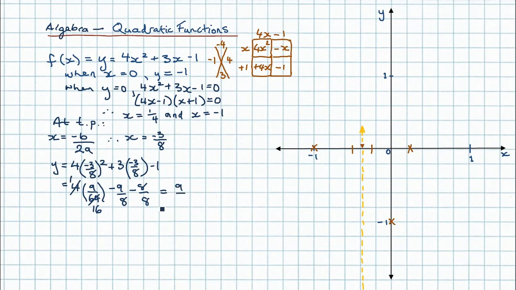So I've got 9/16 minus, what have I got? 17/8. That's going to give me, can I squash it in here? Why not? Okay, 9/16 minus 34/16, like that.